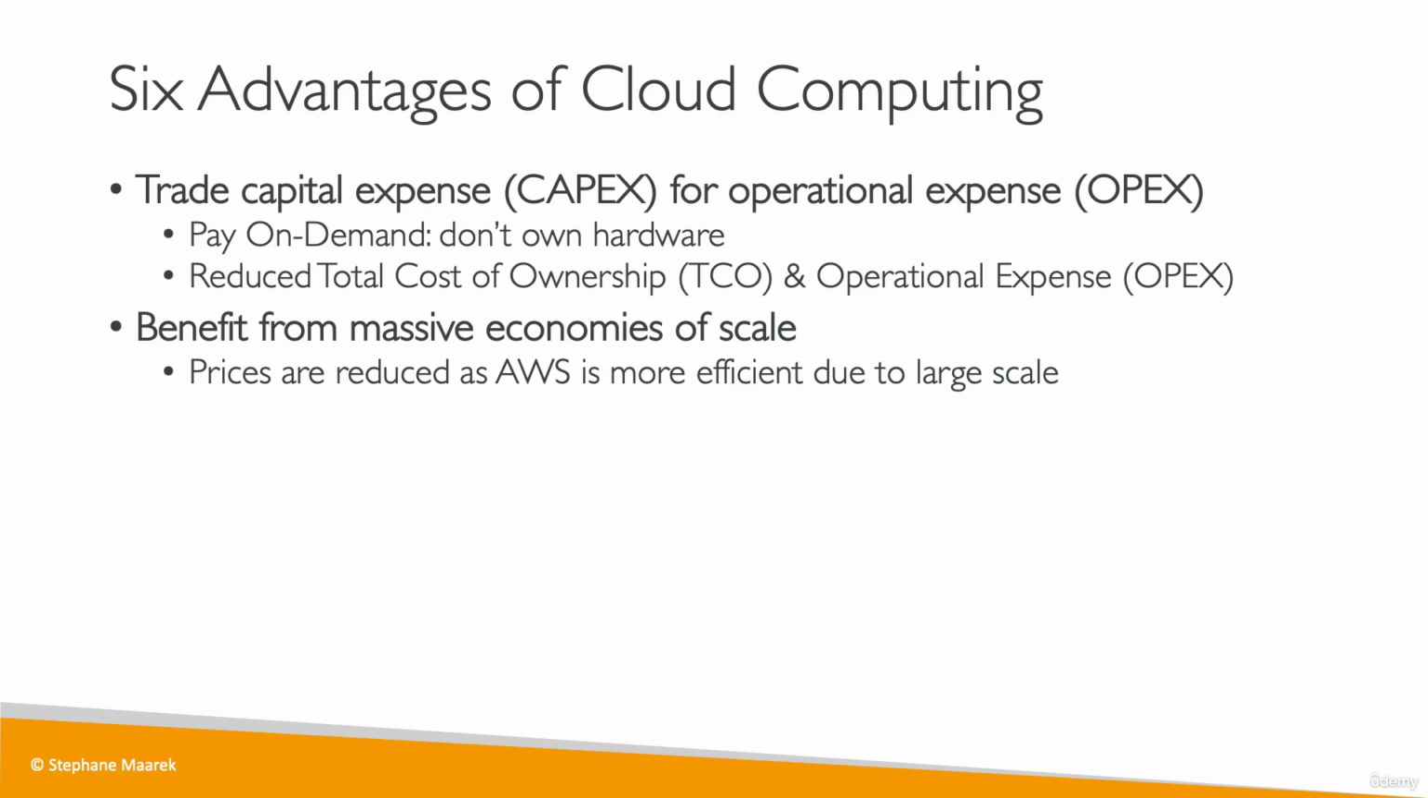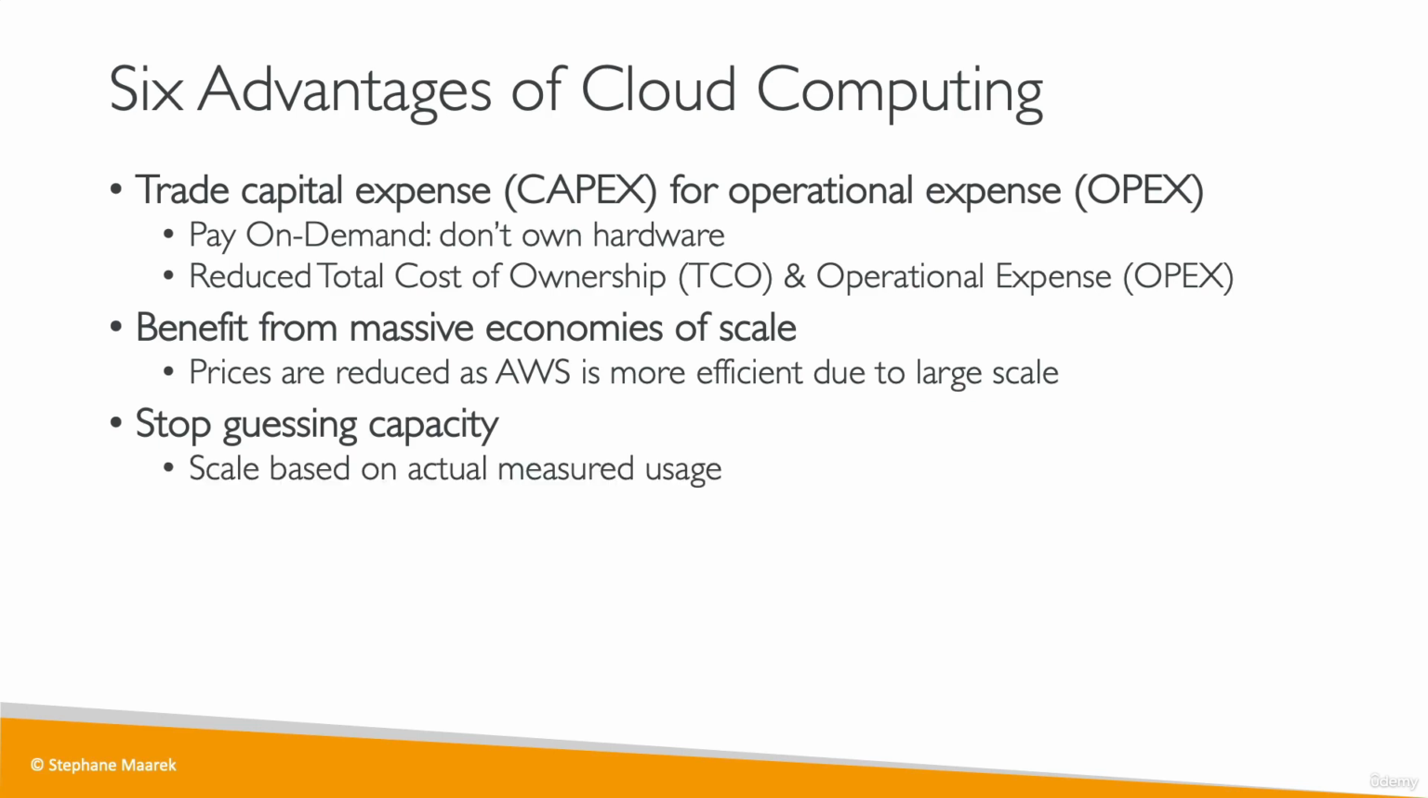We also need to stop guessing capacity. Before, we had to plan and buy servers in advance and hope that it would meet the capacity, but now we can actually scale automatically based on the actual measured usage for our application. And because everything is on demand, we have increased speed and agility. We can create, operate, and do stuff right away. No blockers for us to be efficient.